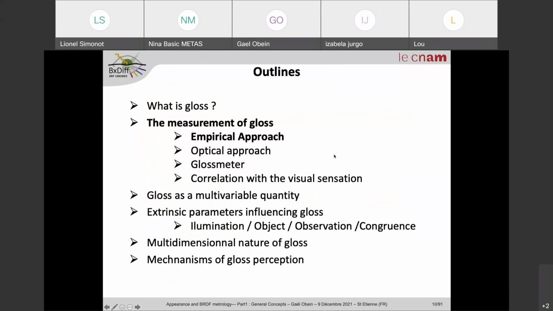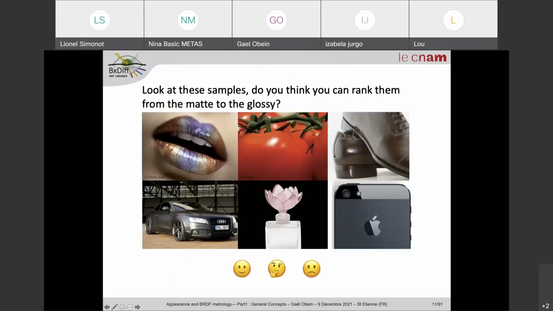So let's try to measure gloss. The first thing is, if I take the previous picture and I ask you, can you rank those samples from the matte to the glossy? In fact, you can. You can say that this one is matte, this one is matte, this one is a little satin, then it's this one, then it's the fruit, then it's the lips, for instance. Or maybe you disagree, but you can justify and you can rank them.